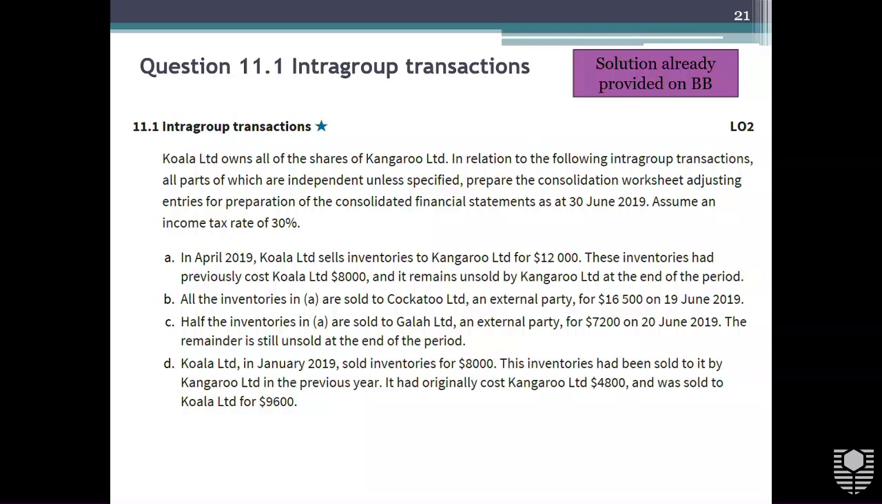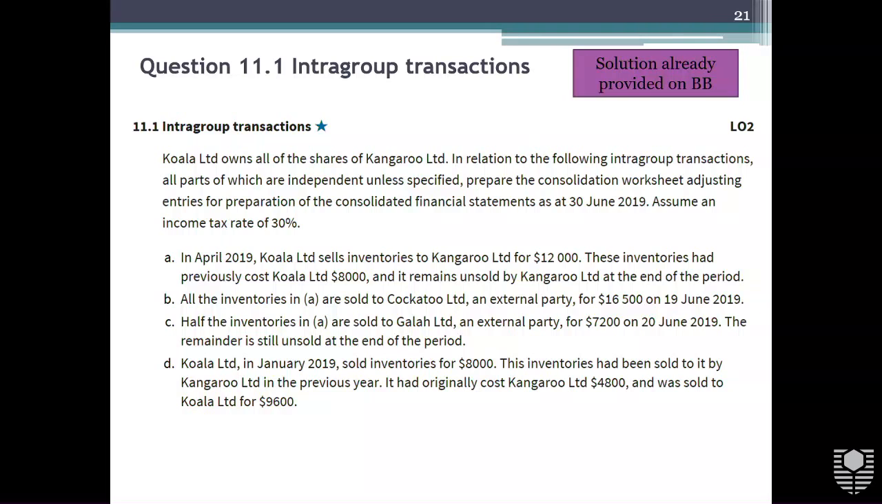So when we go through, the parent is Koala, the subsidiary is Kangaroo. What I'm going to do is pluses and minuses with money coming in and out against maybe the bank, the sales, cost of goods sold, etc. In the books of the parent, this is what happens. In the books of the subsidiary, this is what happens. This is what the balance is. And then you add the balances together.